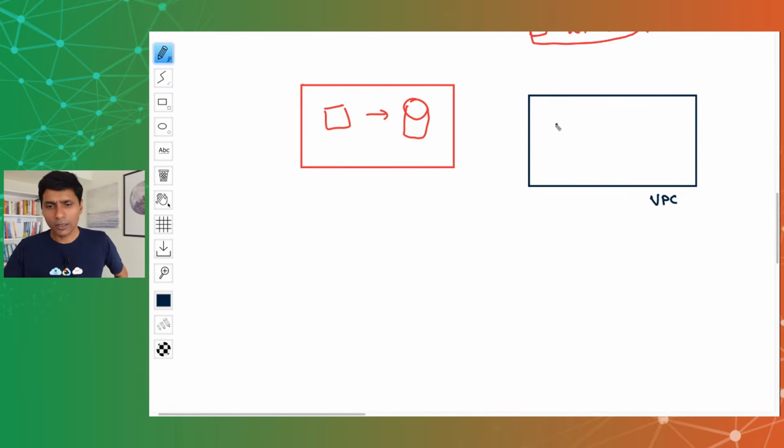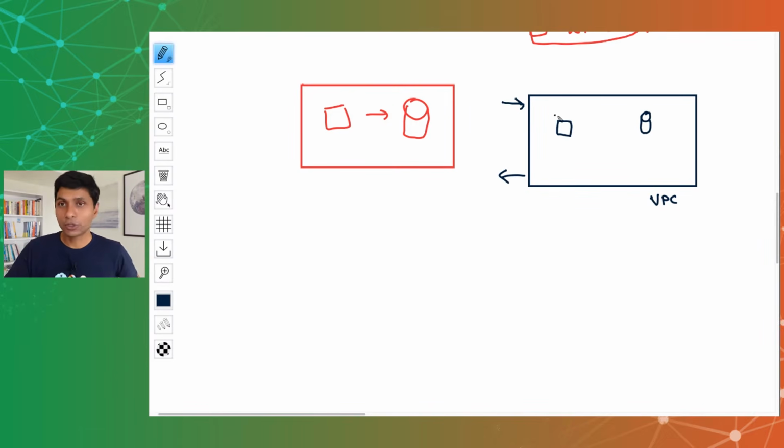So if you have multiple resources which are present, and if they're talking to each other, if you create them within a VPC, the communication between them is not visible to the outside world. And you can control the incoming traffic for each resource, and you can control the outgoing traffic to each resource. Inside VPC, you can create different kinds of resources.